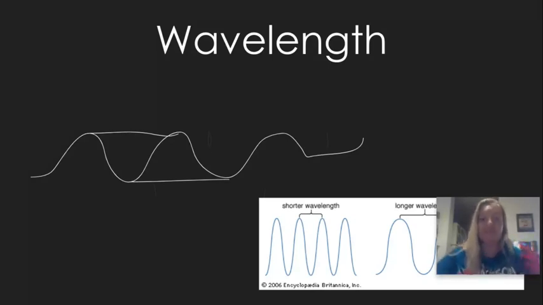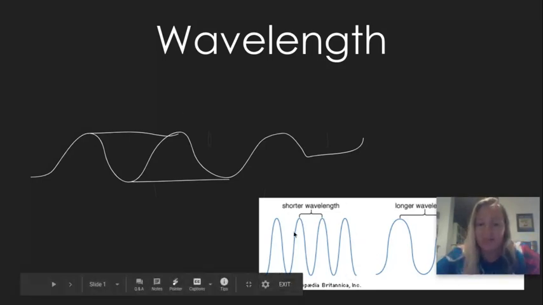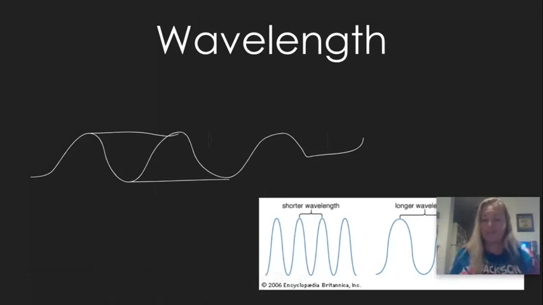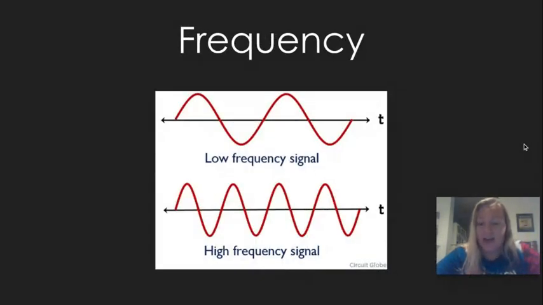It can be measured either from the top of one wave to the top of the next wave, or from the bottom of one wave to the bottom of the next wave. Either way, you get a full wave in there. So wavelength is how long a wave is. A shorter wavelength is going to look like they're smushed together, and a longer wavelength is going to look like they've been pulled apart. So that's wavelength.